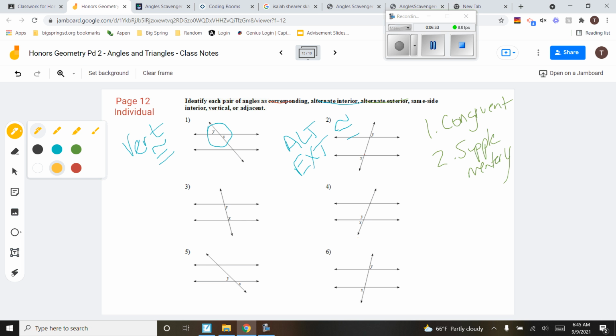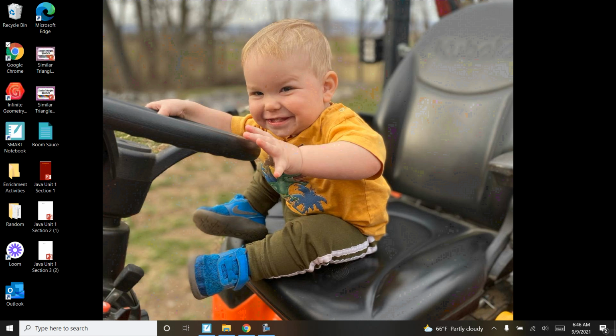Number three, inside the parallel lines, same side of the transversal. So same side interior. And those would be supplementary. One's acute, one's obtuse.